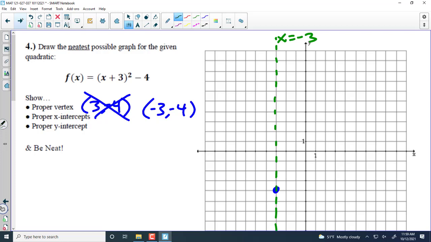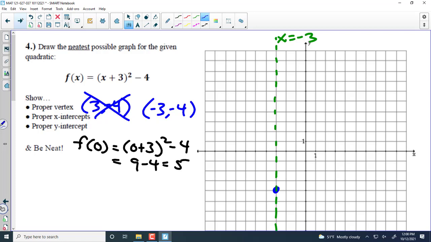Let's do our y-intercept next. I don't feel like doing my x-intercepts yet. To get my y-intercept, I plug a 0 in here, but please don't rush this, because this is going to give you 5. And you got to be careful to make sure you crunch that out. So if I get 5, I get my y-intercept right up here at 0, 5. Now, do I get another point for free? Yes. These things are symmetric over the axis of symmetry. That was a good idea to draw that. So I get another point on this side right here.